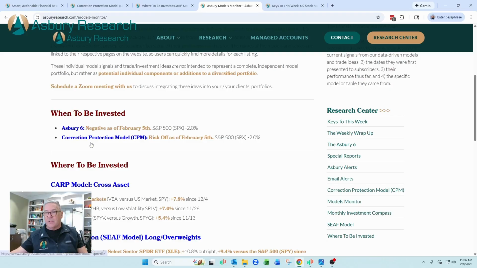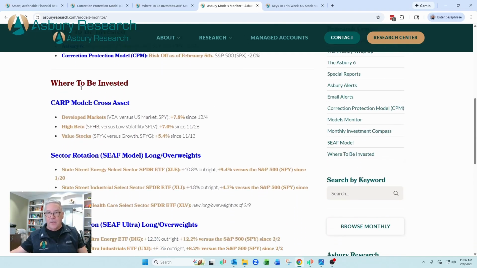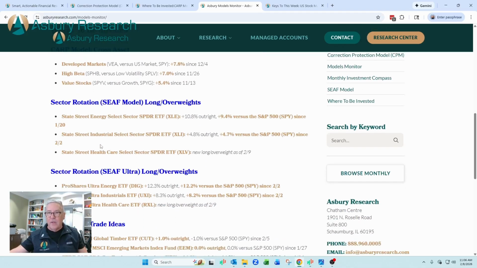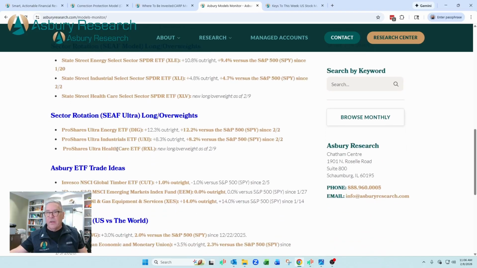Here's our Asbury 6 and CPM under when to be invested. It tells you whether we're negative or positive and what we're doing and from the date and how well it's doing so far. Here's our CART model for where to be invested. These are the 3 best performers in the CART model. Developed markets are outperforming SPY. High beta is outperforming low volatility. And value stocks are outperforming growth stocks. Sector rotation, here's our CEF model. Here's our CEF Ultra. So those are all the current ideas there and how they're performing.